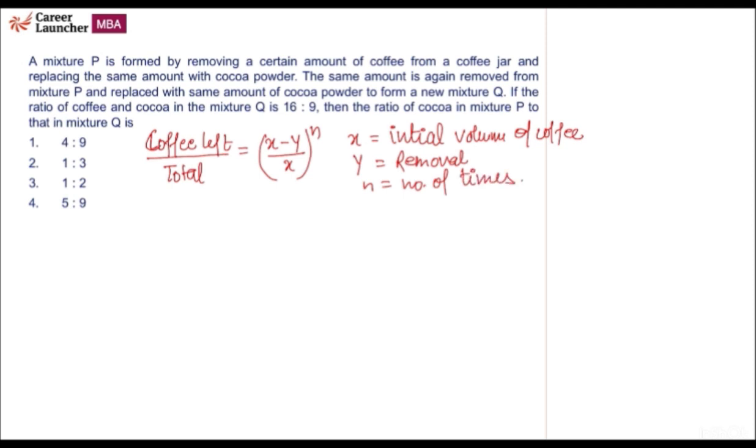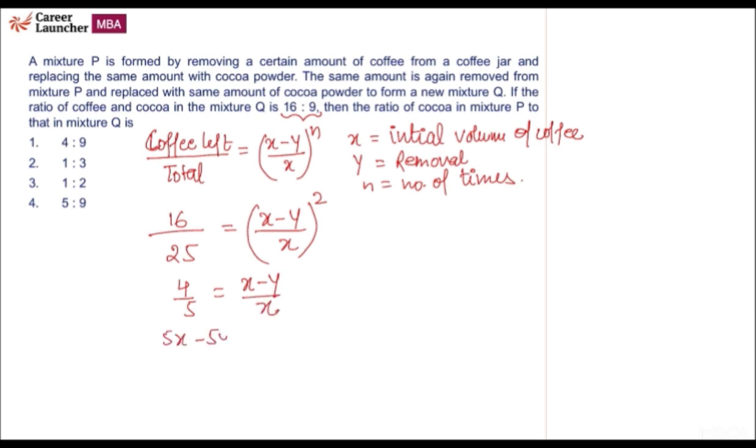Here we have the final ratio of coffee and cocoa as 16:9. So coffee left is 16 and total is 16 plus 9, that is 25. It is equal to (x minus y divided by x) to the power n. We did this process two times, so n is 2. The square goes to the other side. It will be 4 by 5 equals x minus y upon x. Solving further, 5x minus 5y equals 4x. So y equals 1 by 5 of x.